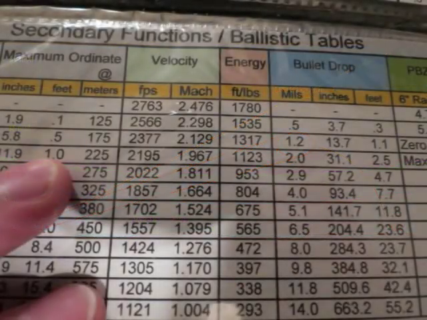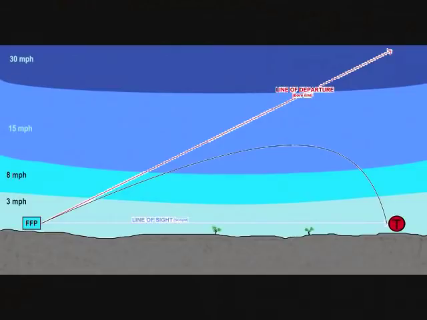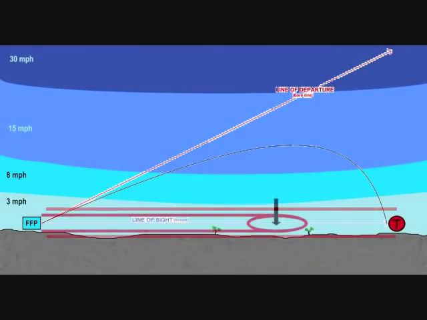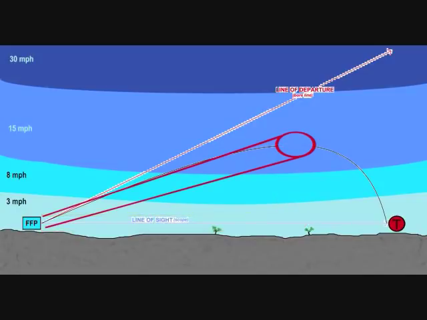So what we're going to do is focus in. We're going to look at our secondary functions table and see where our max ordinate was. Then we zoom in on an object on the ground below the max ordinate and focus in on that object. Let's say there's a bush or a piece of grass or whatever. You're going to get a nice sharp image with your spotting scope. Then you simply pan up to the approximate height that your max ordinate would be. So you'd look 40 feet in the air above that and try to get a mirage reading up there.